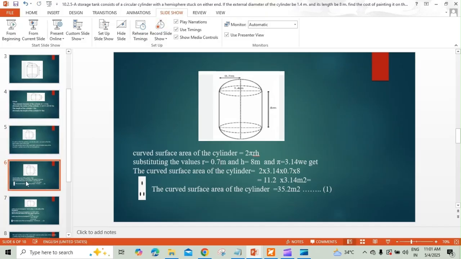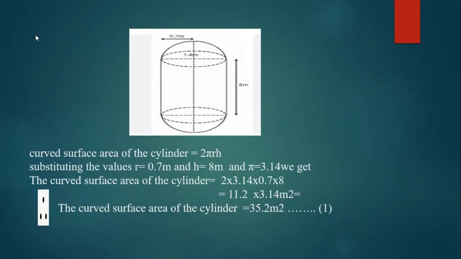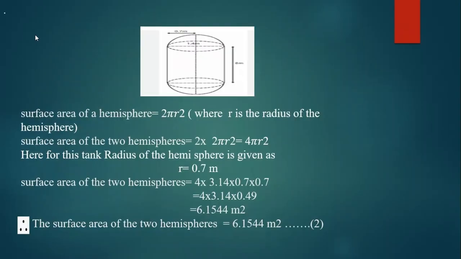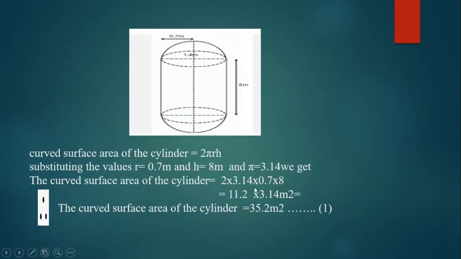Height of the cylinder is nothing but 8 meters, right? And pi value is fixed. Pi value is 3.14 we have taken, right? Pi value is 3.14. So after substituting all these values, what did we get?